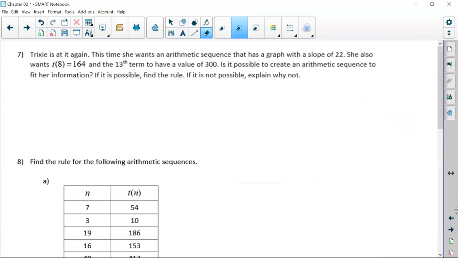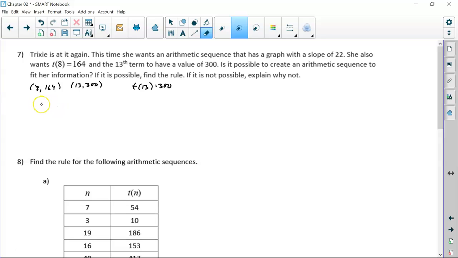Here she's making, again, another arithmetic sequence. So is it possible that this sequence has a slope of 22? They're telling us that t of 8 equals 164. So that's 8, 164. Then the 13th term has a value of 300. So that's t of 13 equals 300. That point would be written as 13, 300.